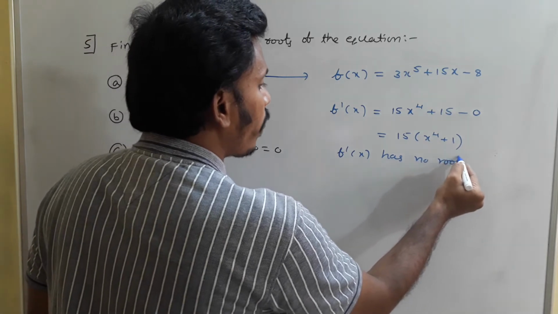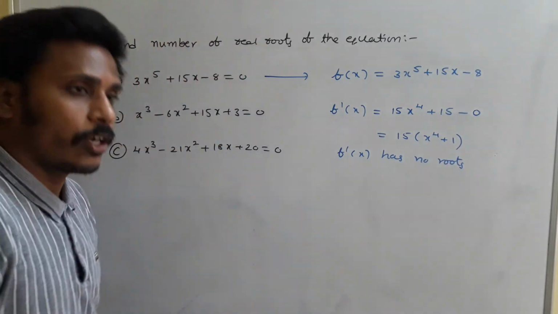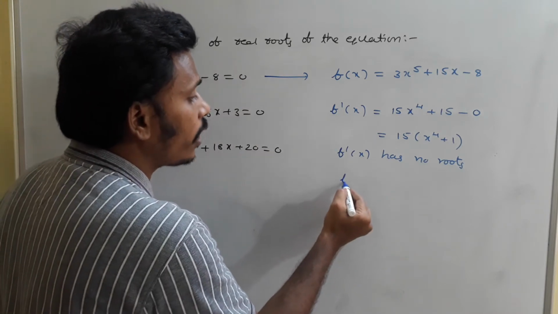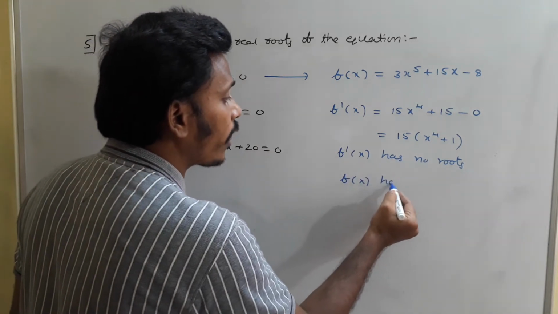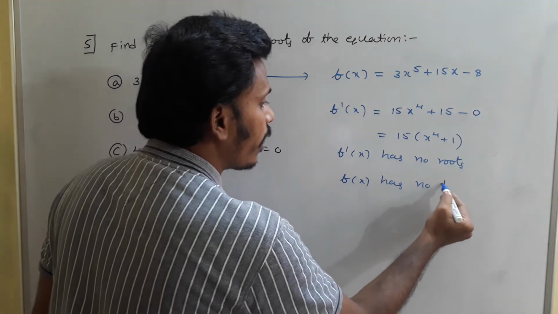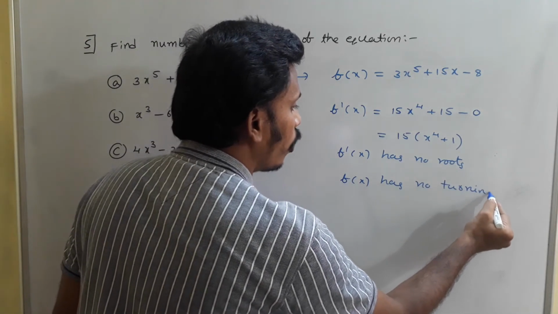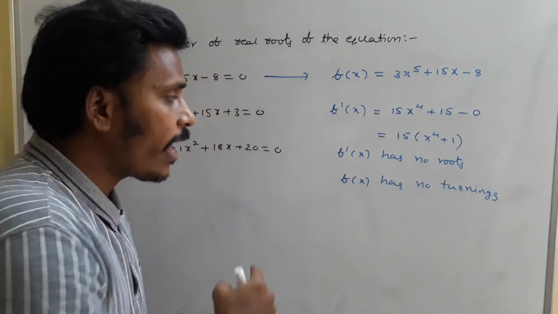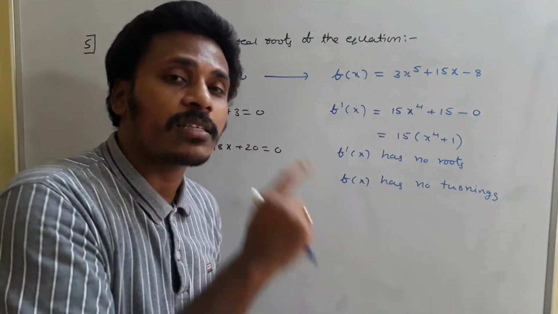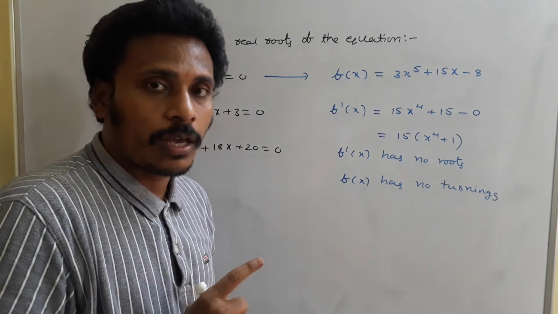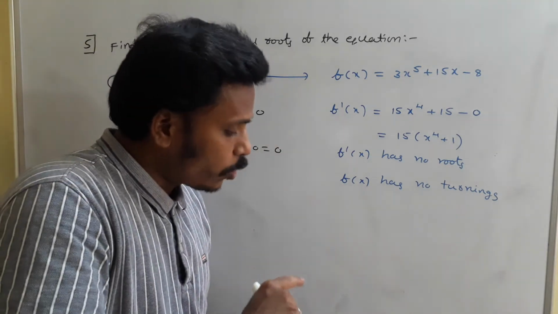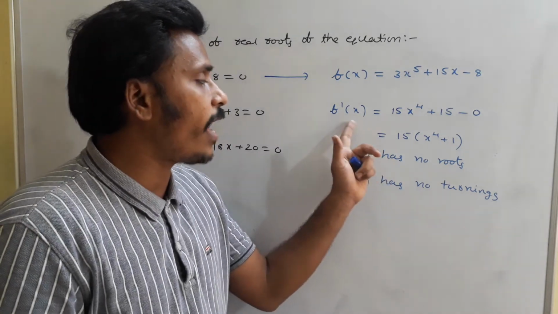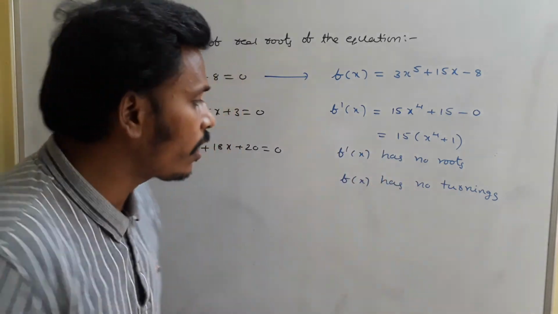Since f dash of x has no roots, what will we conclude? That in turn concludes that f of x has no turnings, no rolls. Since f of x has no turnings, f of x crosses the x-axis only once. To cross again, it needs to turn. But according to this, f dash of x indicates that there are no turnings for f of x.